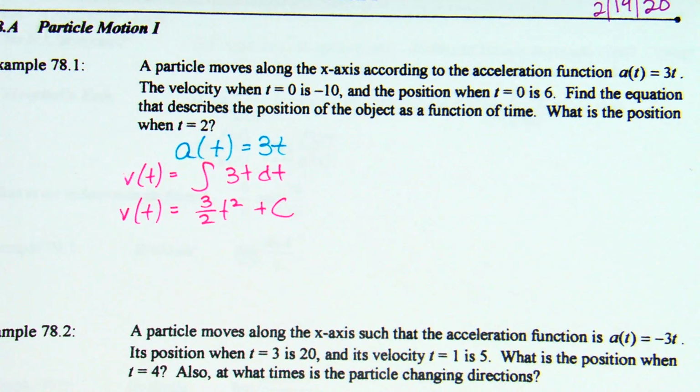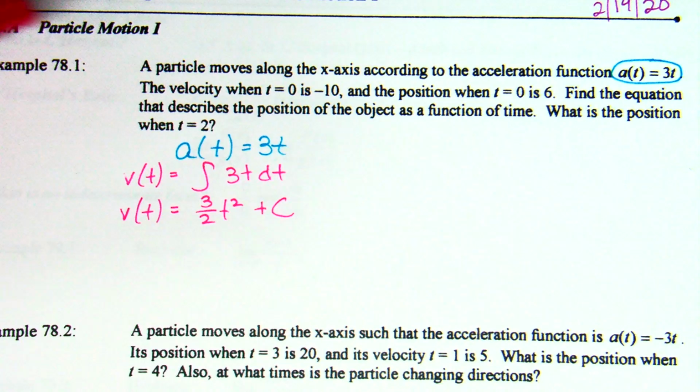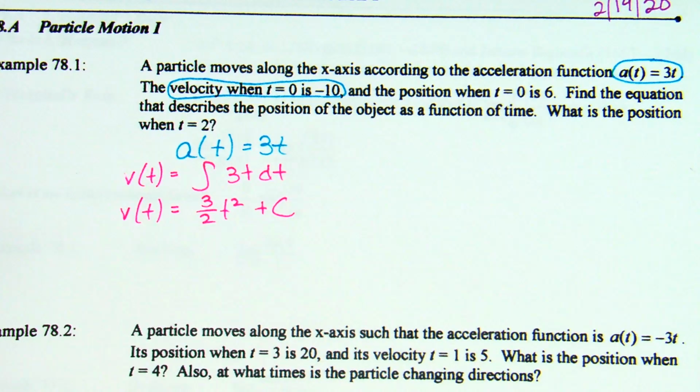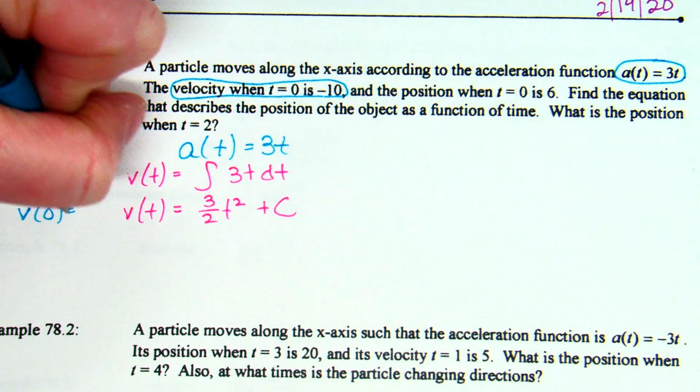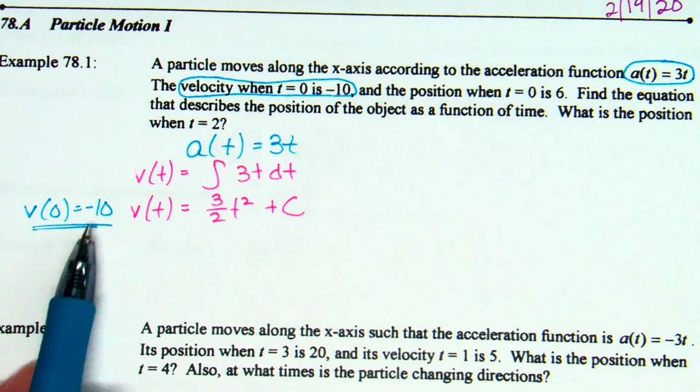What did they tell me? We already started with a of t equals 3t. What did they tell me about velocity? They're saying that v of 0 is equal to negative 10. At time 0, my velocity equals negative 10. Agreed? So we can use that to find what c is. And because it's time 0, yes, c is going to be this negative 10, but that's the idea of how we can go about this.